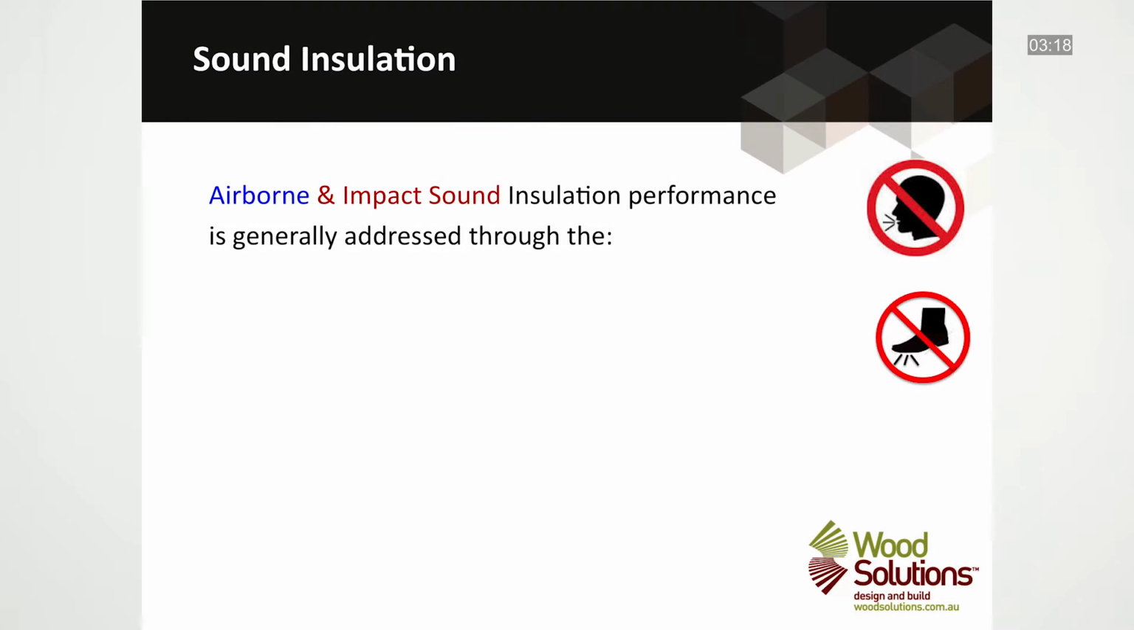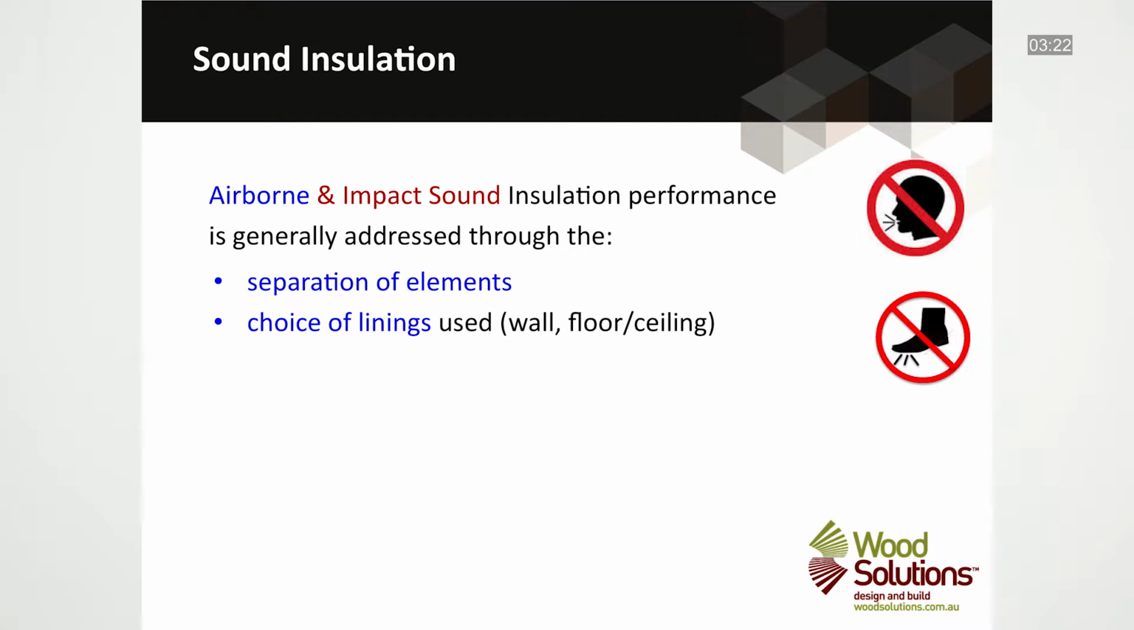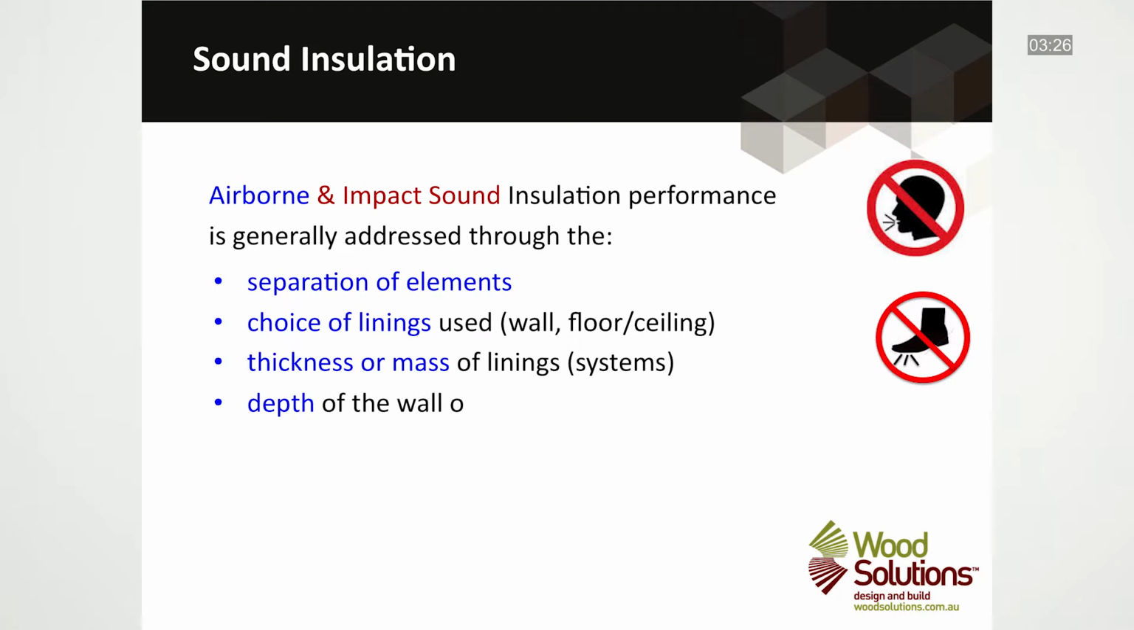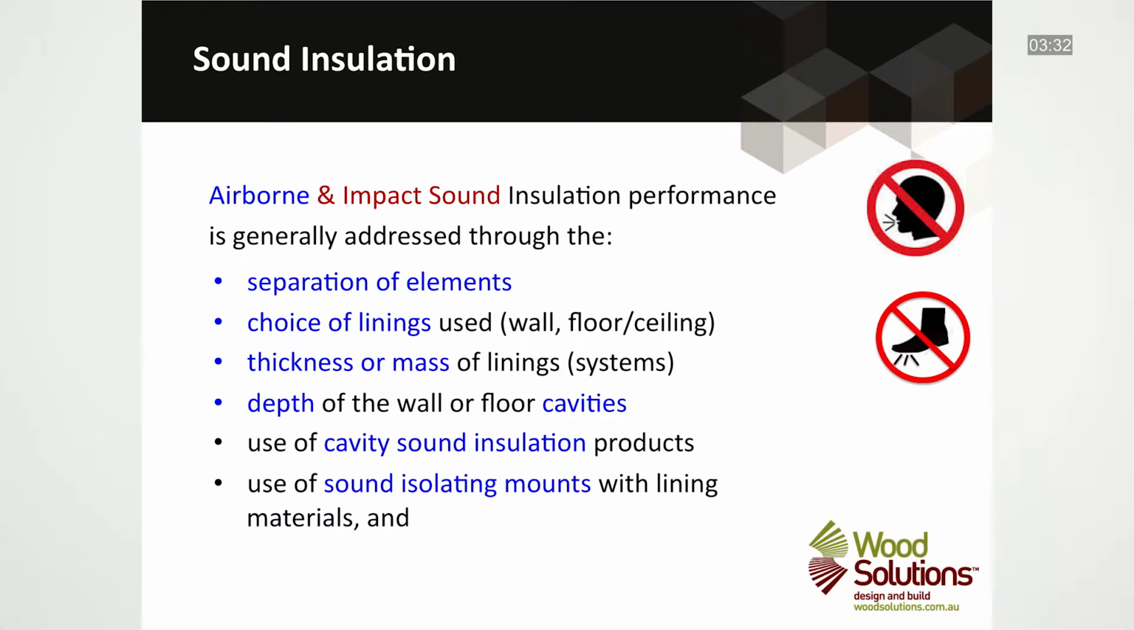Airborne and impact sound insulation performance is generally addressed through the separation of the elements, choice of linings used in the wall or floor ceiling system, thickness or mass of linings in the system, the depth of the wall or floor cavities, the use of cavity sound insulation products, the use of sound isolating mounts with lining materials, and through sealing of sound leakage points.